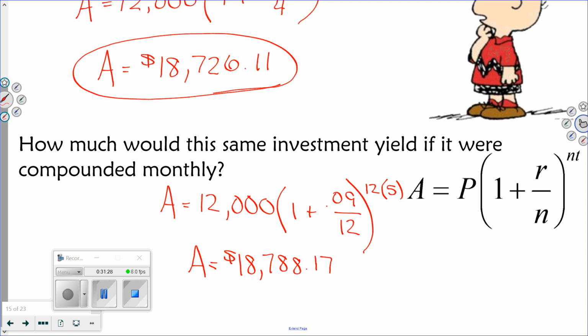$18,788.17. That's more. Does it make sense that it's more? If it's compounded more often, the initial amount it's earning interest on changes more often. It goes up. So yeah, the more it is compounded, the more money you will make. And then there will be more. I mean, it's not a ton more, but I don't know about you, but more money is more money.